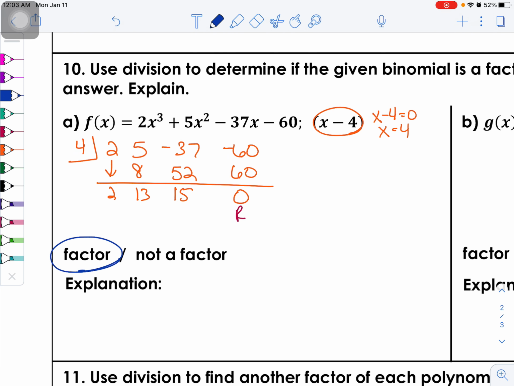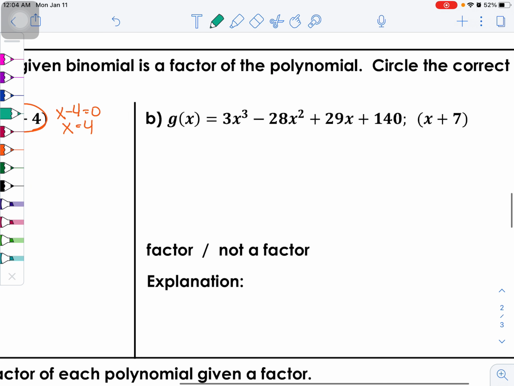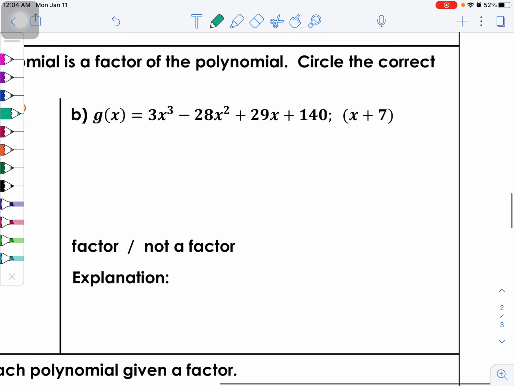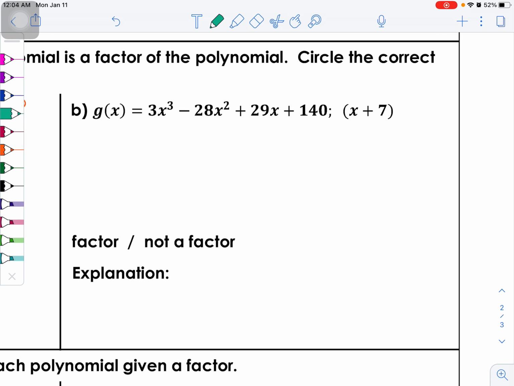So is x minus 4 a factor? Yes. Explanation: the remainder is 0 after the division. Now, apparently I'm having issues writing tonight, but if you write decently, go ahead and write. Obviously, you can put the text box up in Notability.